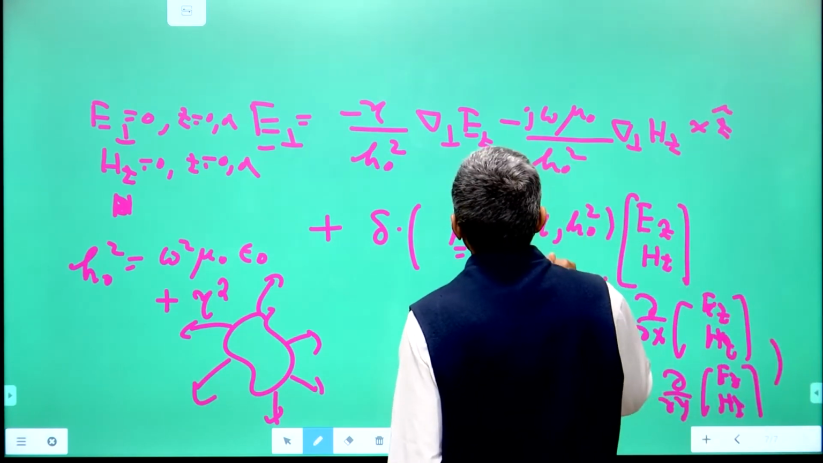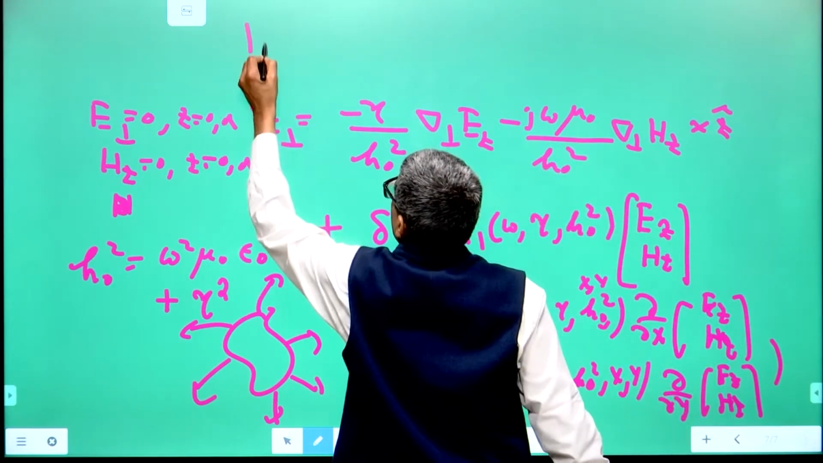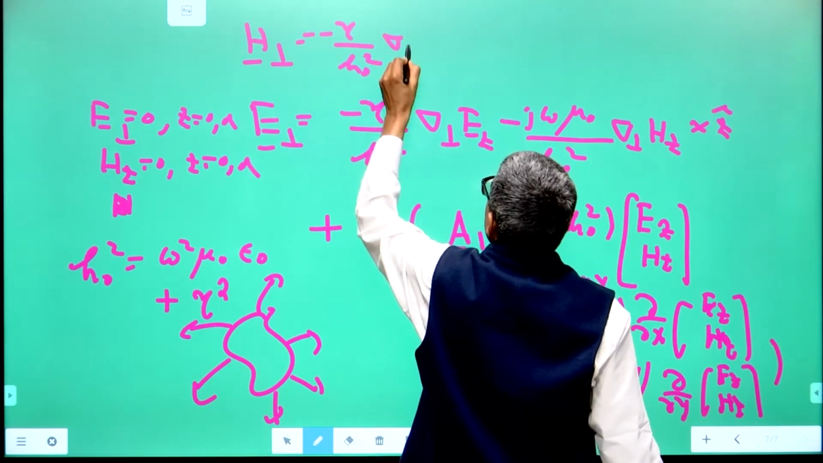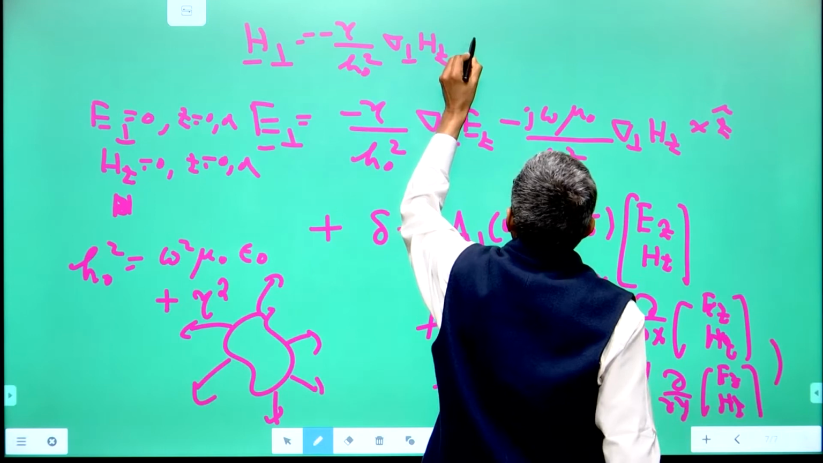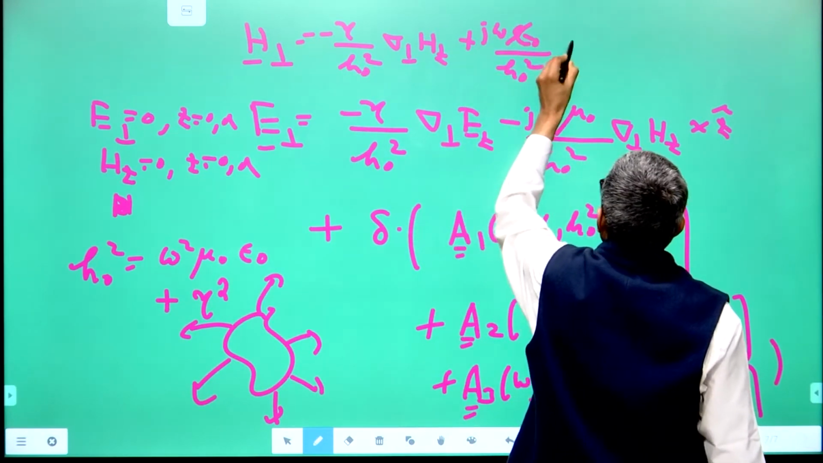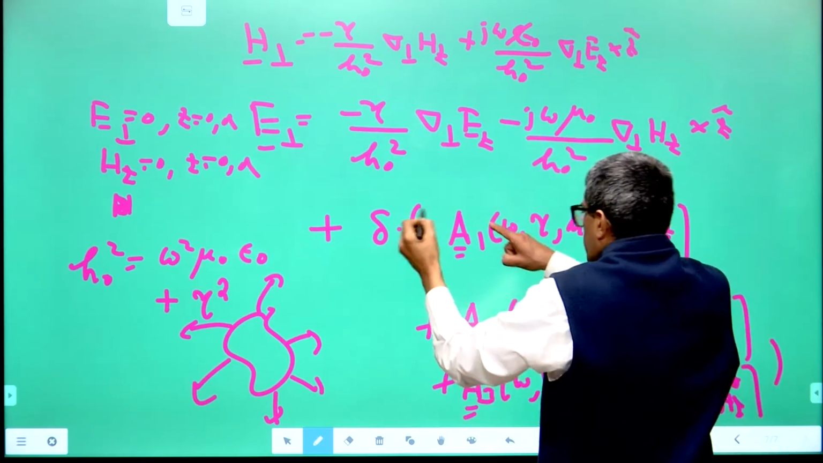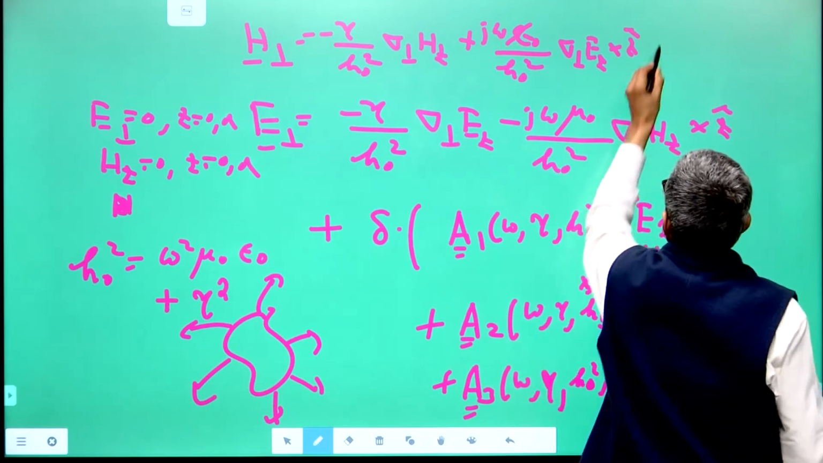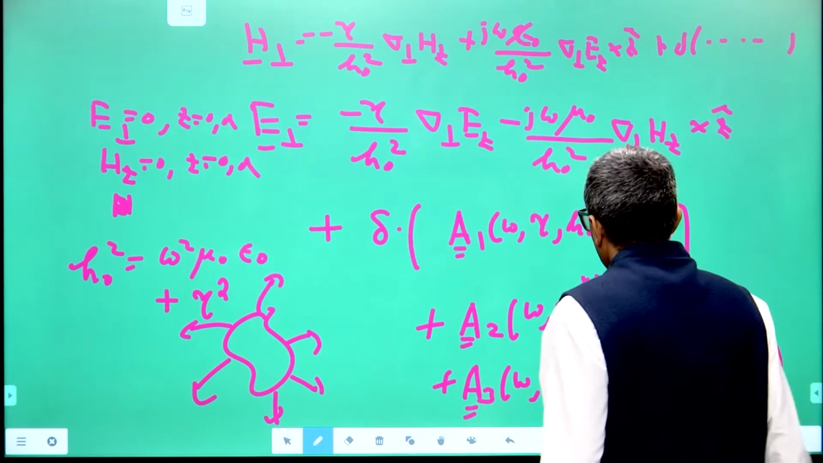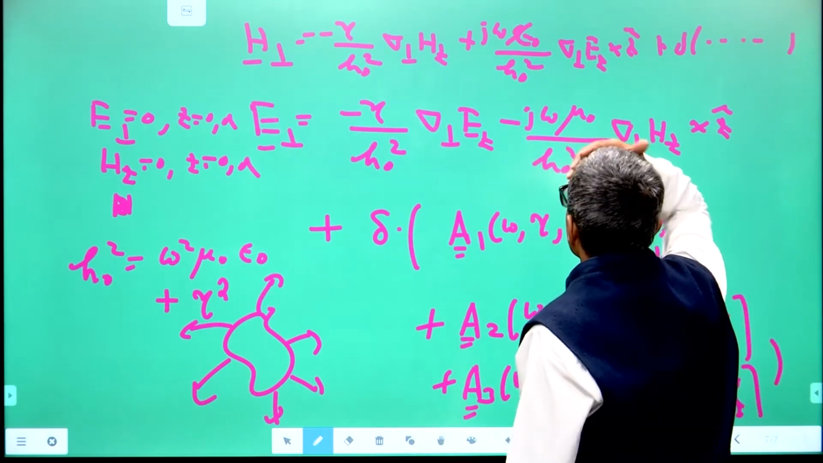So, you will get, so here the corresponding equation for h perpendicular will be of the form minus gamma by h naught square del perpendicular Hz plus j omega epsilon 0 by h naught square del perpendicular Ez cross z cap plus similar terms, instead of A1, A2, A3 you will get B1, B2, B3 plus delta times similar terms corresponding to the perturbations coming from the inhomogeneity and anisotropicity in the permittivity and permeability tensors.